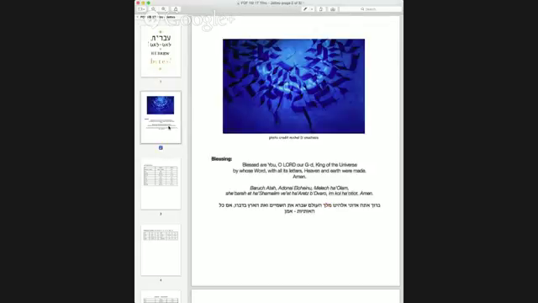Blessed are you, O Lord our God, King of the universe, by whose word, with all its letters, heaven and earth were made. Amen. Baruch atah Adonai, Eloheinu melech haolam, shebarah et hashamayim ve'et haaretz bidvaro, im kol ha'otiot. Amen.